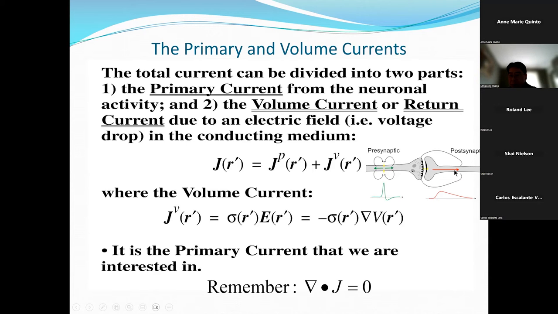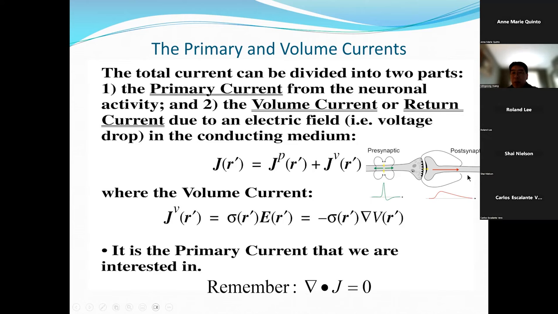That can flow a longer distance and allow signal summation. And that's our primary current, or JP. So JP is just the yellow and red arrow. That's our primary current, but it's not the whole story. You might see there's a gray line over there. The gray line is called a return current, because the brain is a conductor. If there is any leakage in the cell membranes, the current will return to the synapses and complete a loop. The current has to form a loop, right?